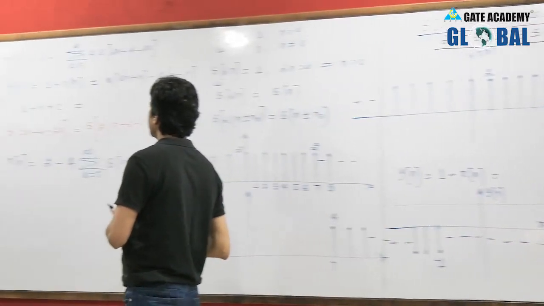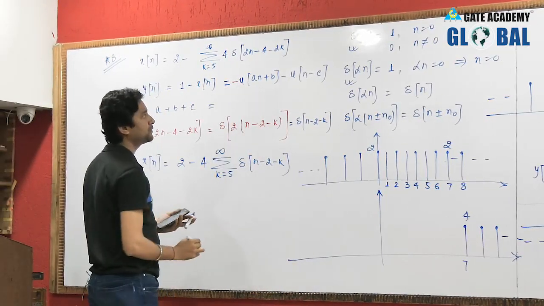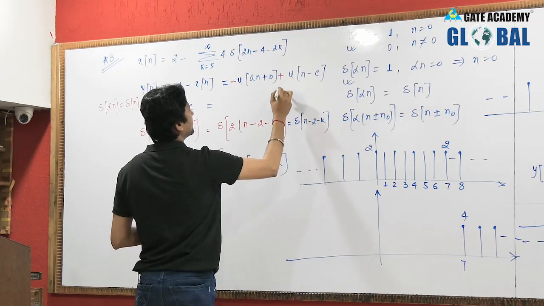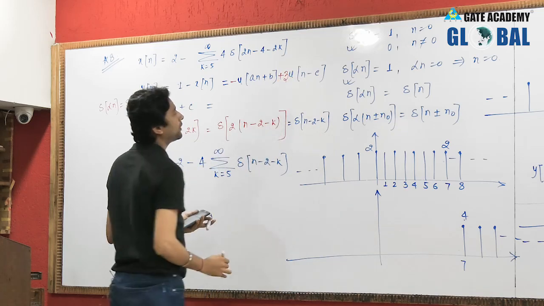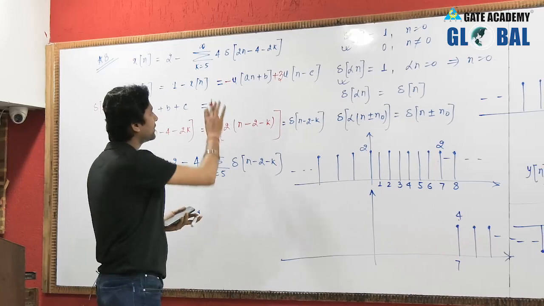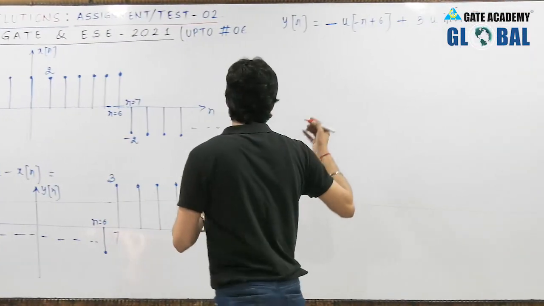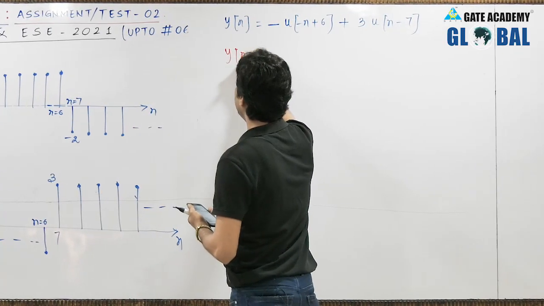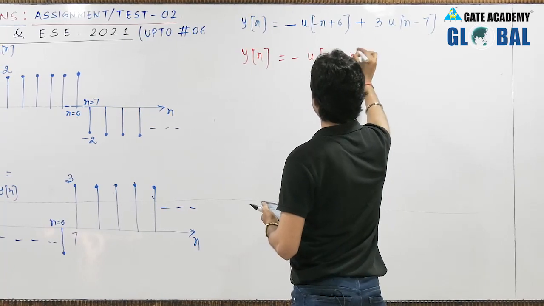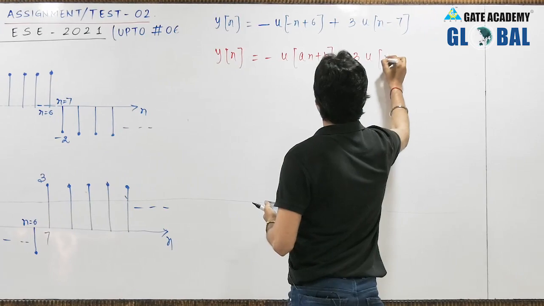If it is given in the question that y of n is given as minus u of an plus b, and plus 3 times u of n minus c, then you have to find out the values of signal constant a plus b plus c. So if we have modified the question as y of n equals minus of u of an plus b and plus 3 times u of n minus c.